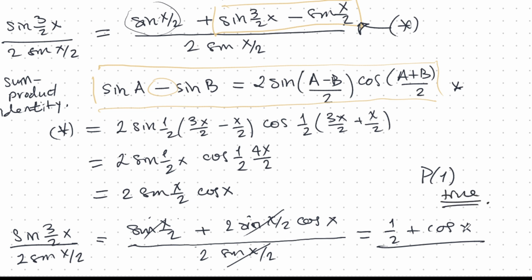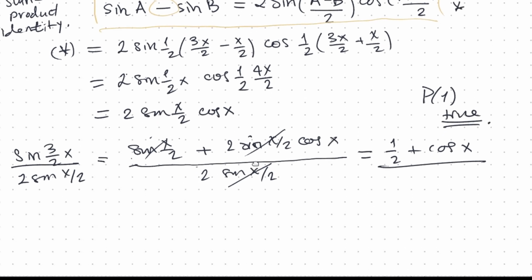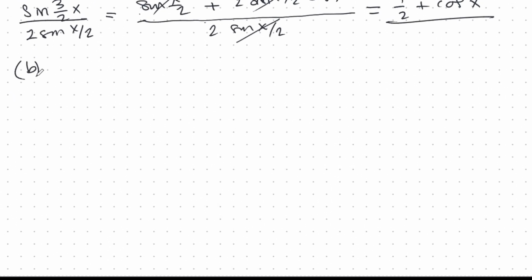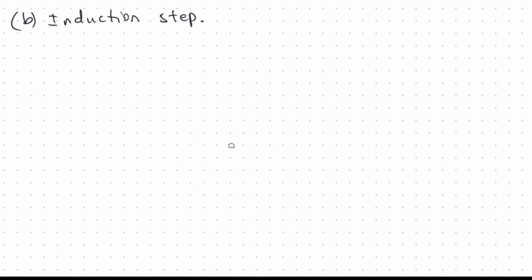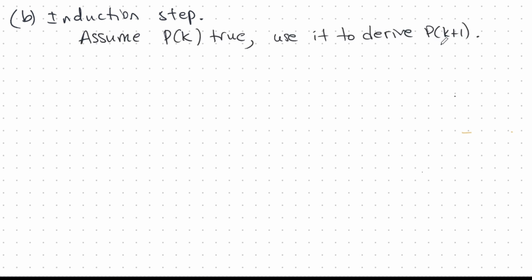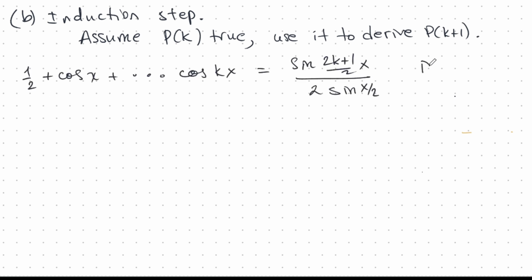So we established P(1). Now we move on to the induction step. In the induction step, we assume P(k) is true, and we use it to derive P(k+1). So what does P(k) look like? I substitute k for n in my Dirichlet sum, and here is my P(k). I'm assuming that this is true, and I want to see if I can get the equivalent expression for P(k+1).